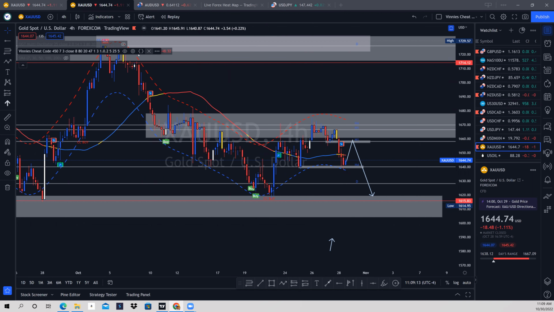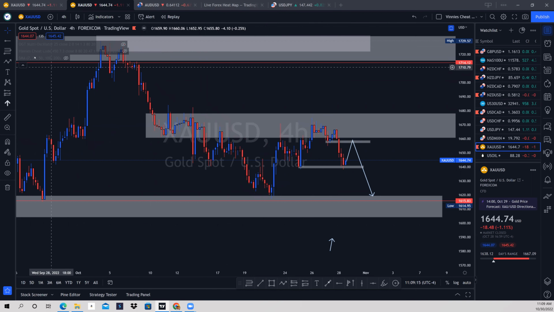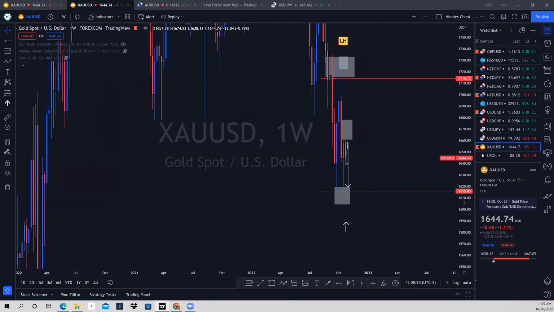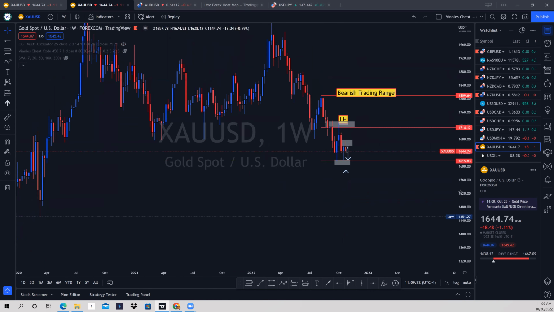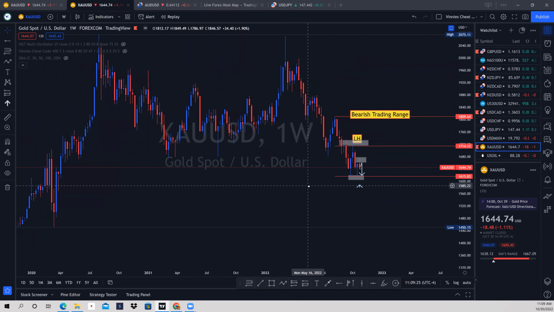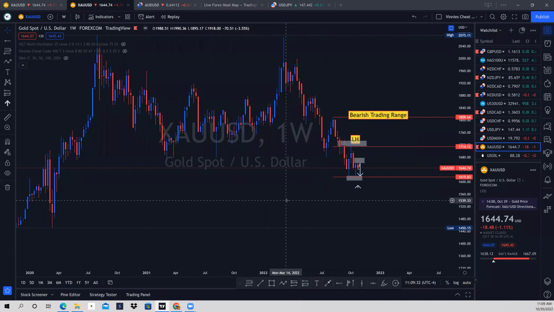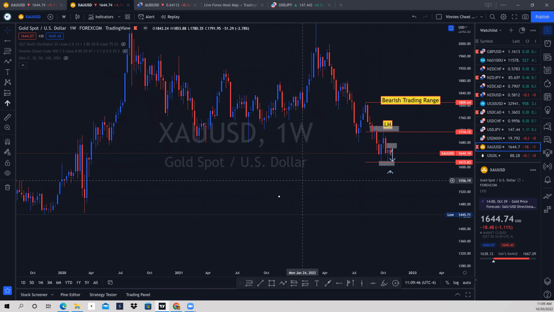All right, so let's go ahead and turn off the indicator and let's take a look at the weekly time frame and show you what I'm talking about. I always like to look at the higher time frames at the beginning of the month because it kind of gives me an idea on which direction I should be trading for the month. On the weekly time frame on gold, the trend is still bearish. But it's looking like it wants to do a pullback on the weekly time frame.